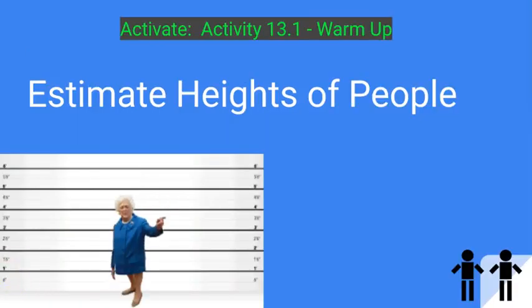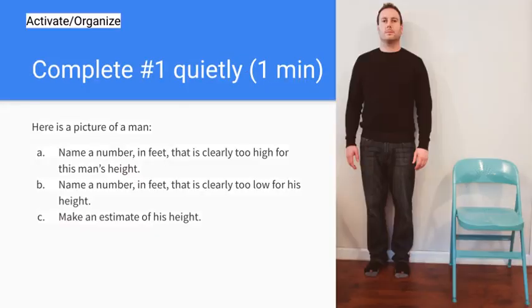Let's do some estimation of heights of people. So take a look at the picture of the man here. What would be something that would be clearly too high for his height? Yeah, like 10 feet, 1,000 feet, 100 feet. What about clearly too low? 1 inch. It says in feet. 2 feet, 3 feet. So what about a height for this particular person? What seems like a reasonable height?